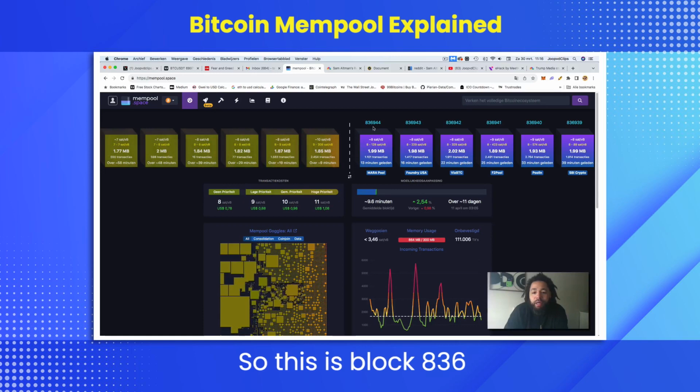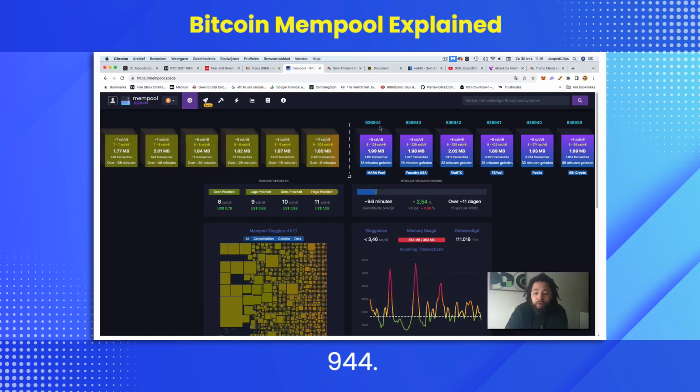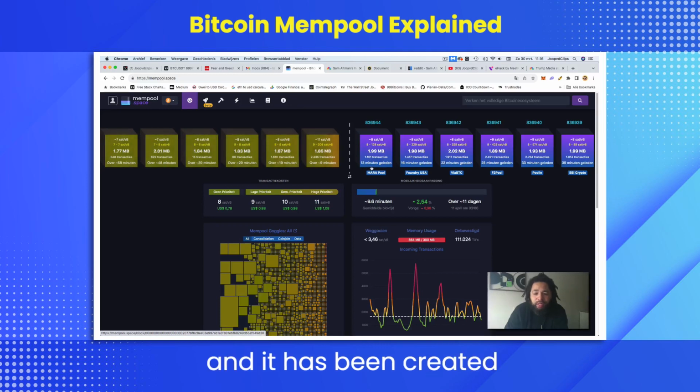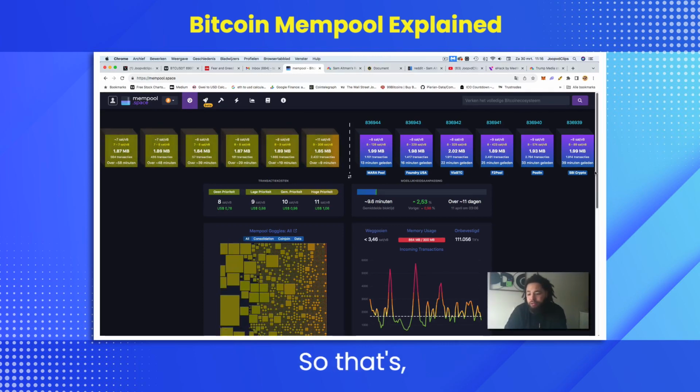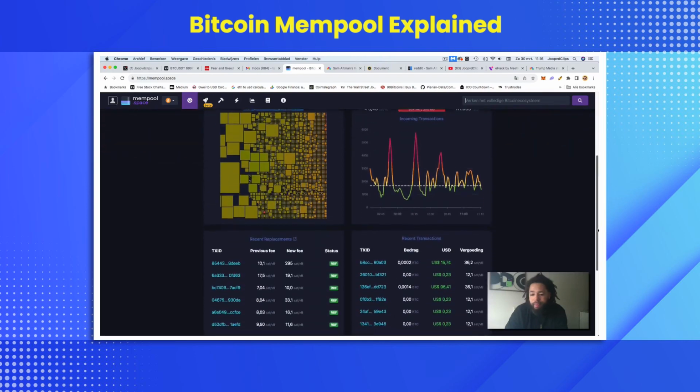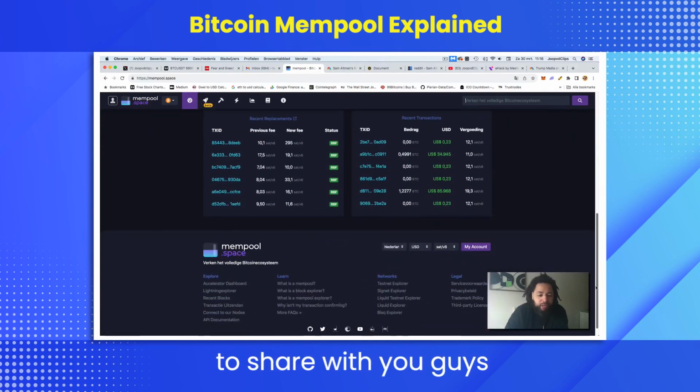So this is block 836,944. It has 1100 transactions, and it was created 30 minutes ago. The average pay for those transactions was around 8 to 128 sats. So that's everything that I want to share with you guys about mempool.